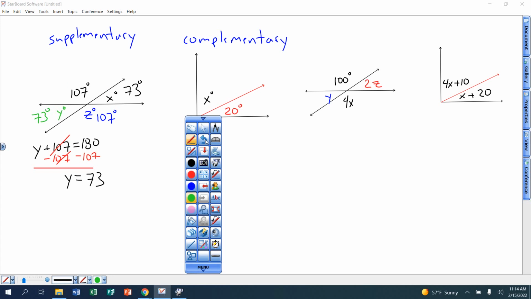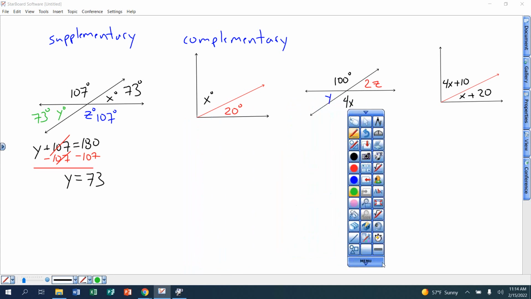All right, for this one, complementary, so I'm going to take that x plus 20 and not set that equal to 180, but 90 instead. Got to be careful. So if I take away 20, that gives me what that angle has to be. So when I add it up to 20, I get 90. Got to be 70 degrees. All right, harder ones now.